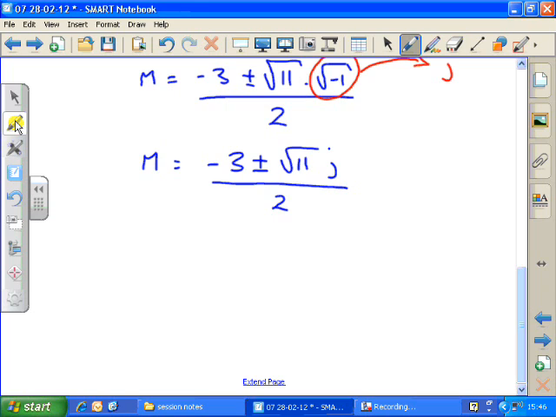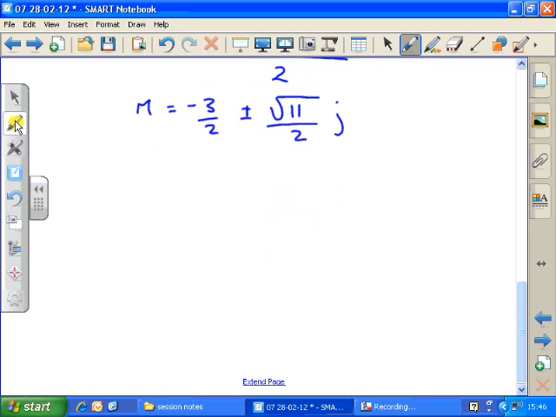Now what I need to do is split this fraction into 2 parts. Minus 3 over 2 plus or minus square root of 11 over 2 j. I've divided both terms on top of that fraction by 2. And now I can actually work out that m equals minus 3 over 2, which is minus 1.5, plus or minus, what's the square root of 11 divided by 2? 1.66.